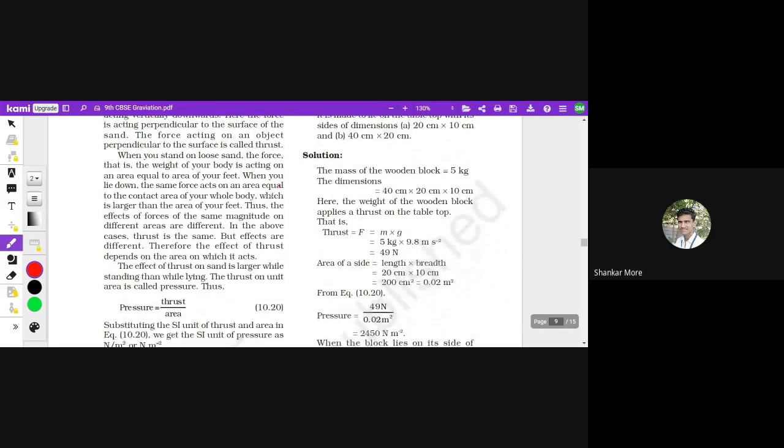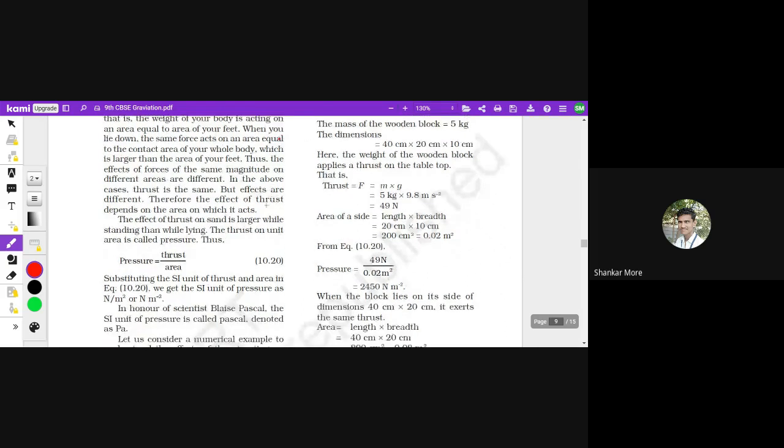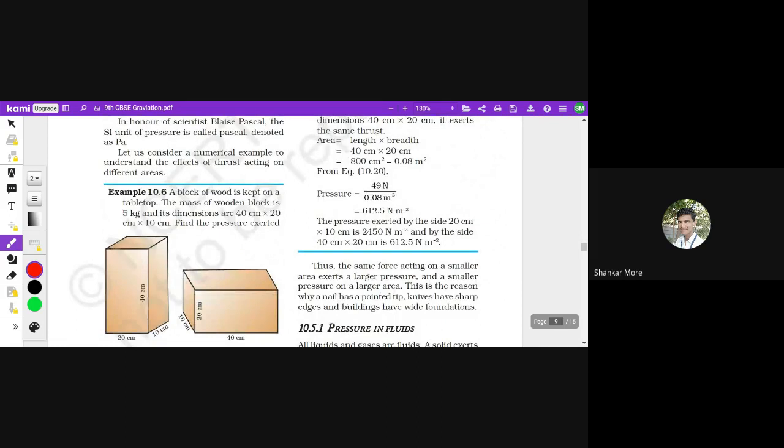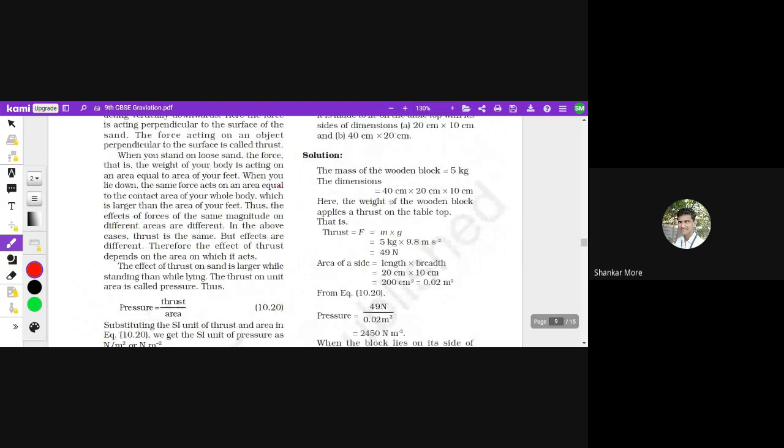Okay, so what is the solution? Now the mass of the wooden block is 5 kg and the dimensions are given here. Please keep in mind that mass is given, not the weight. So we have to calculate its weight or the thrust. If we have to calculate the pressure because of that wooden block, whether we keep it vertical or horizontal, then we need thrust, which means we need weight, which means we need what? Force, right? These three terms can be used interchangeably, right?